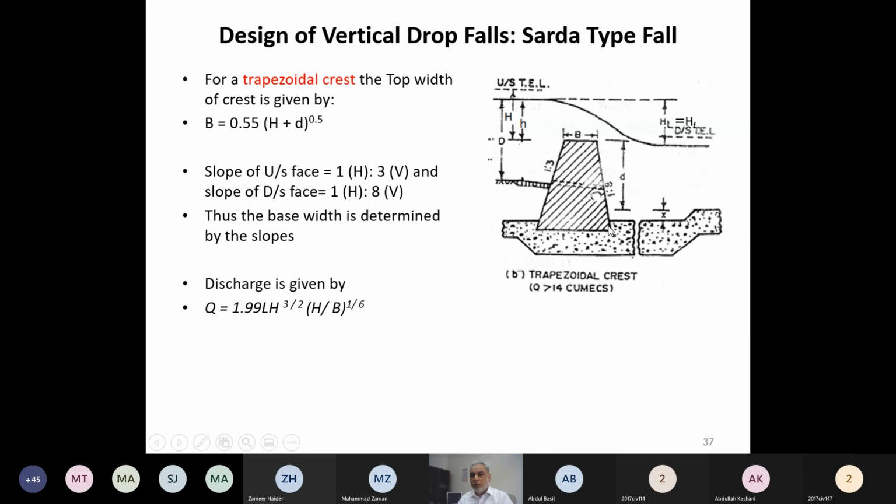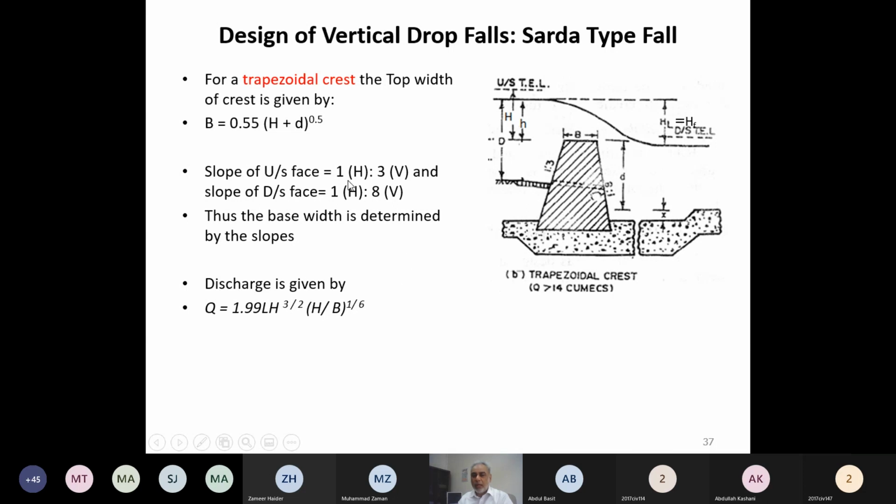While if we want to provide 3 meter over here, then extension on the downstream side will be about 3 divided by 8, something like 0.33 will be extension over here. So top width plus the extension on the downstream side plus extension on the upstream side will decide the total bottom width of this trapezoidal shape crest.